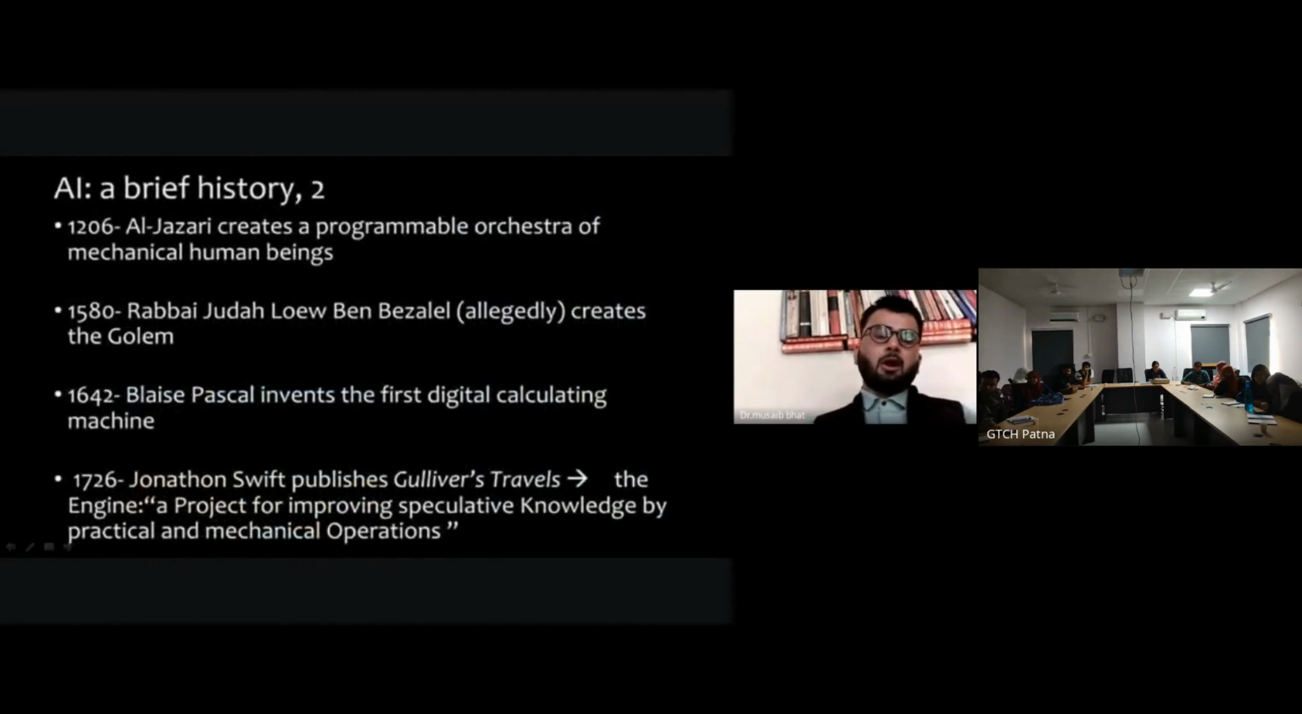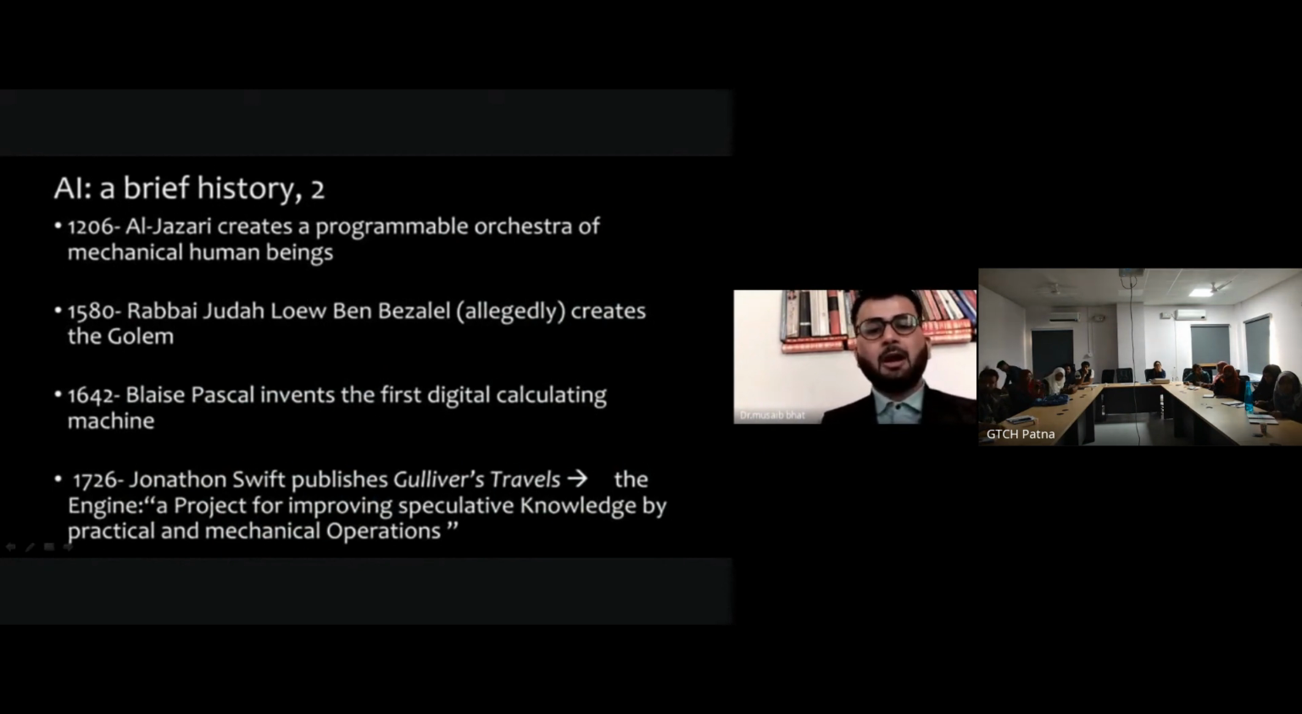Now we move on to sequential history of artificial intelligence. So it was Arab engineer Al-Jazari who created a programmable orchestra of mechanical human beings. So he created sort of band which only consisted of machines that were able to perform different musical instruments. So that was the first instance of artificial intelligence.